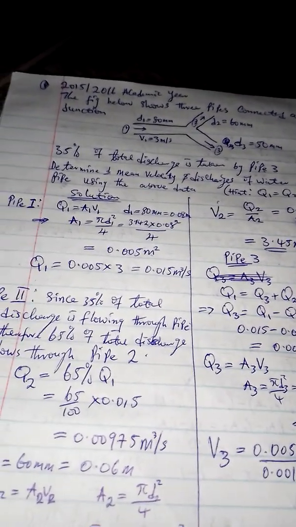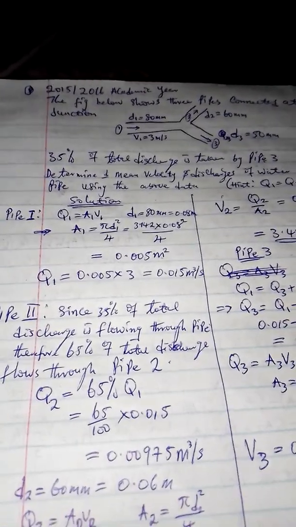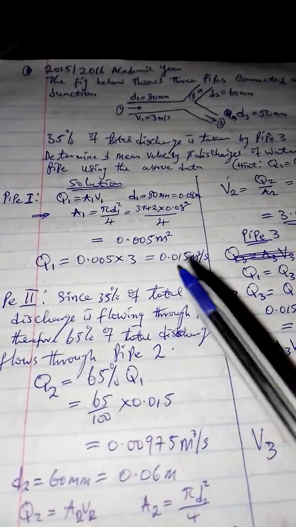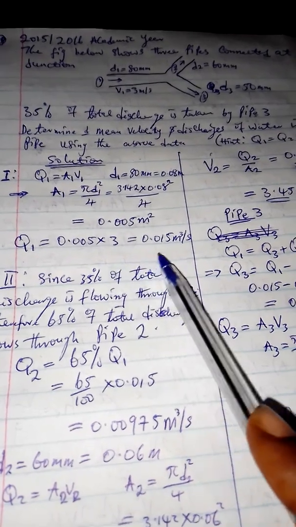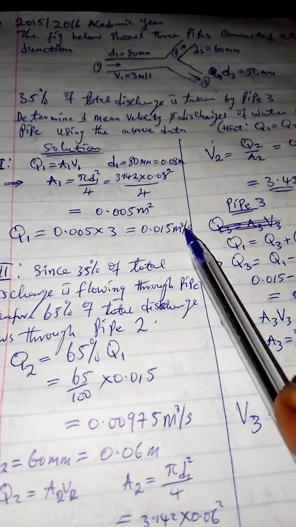So the volume flow rate will be equal to 0.005 times 3, which equals 0.015 meter cube per second.